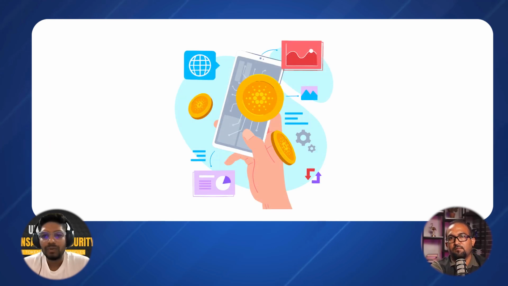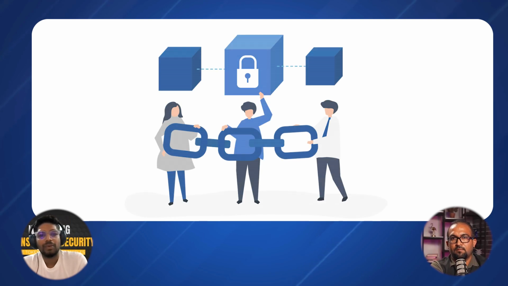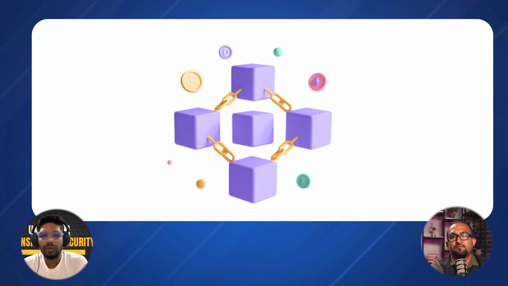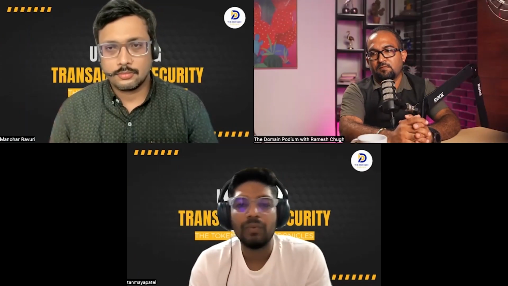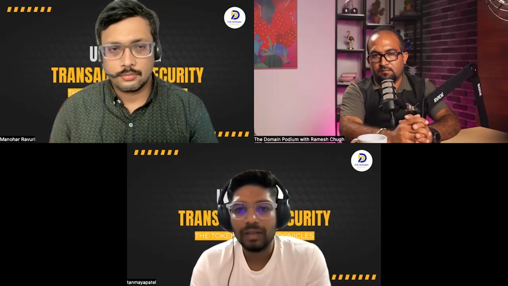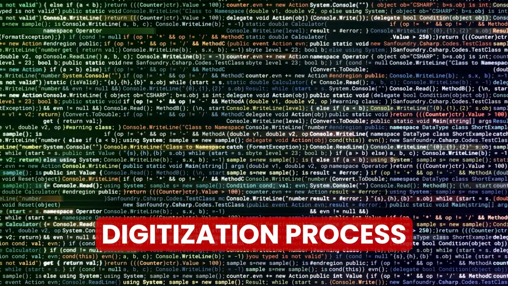To put it simply, tokenization is a secure method that replaces your sensitive information, like your card number, with a harmless code called a token. Okay, this is what we call a token in our world. So now, how does this token protect your card information? Right? So when we type our credit card information on a website or in a payment application, the number turns into a token. We call this process the digitization process.